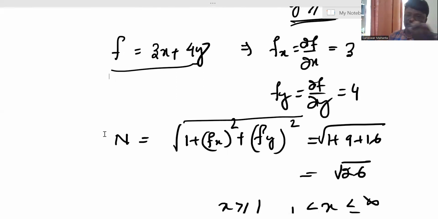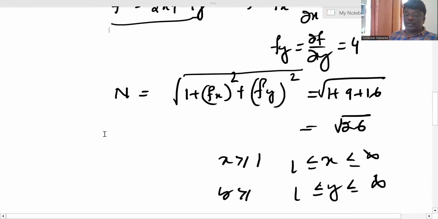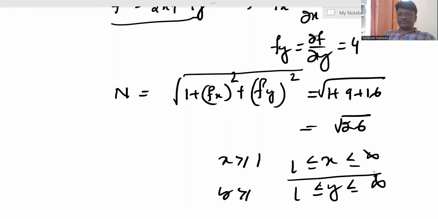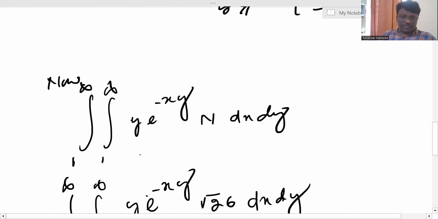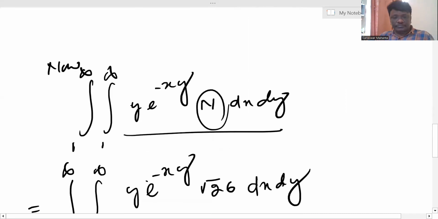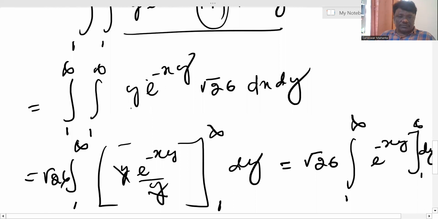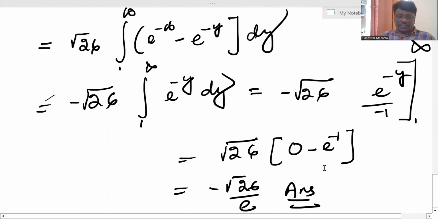The limiting value of this function is already given: x is greater than or equal to 1, so the limits of x are 1 to infinity. Similarly for y, the limits are also 1 to infinity. Whenever we take the integration of this function, we substitute the value of n here, and then you have to find this integration value. This is the result of this function.